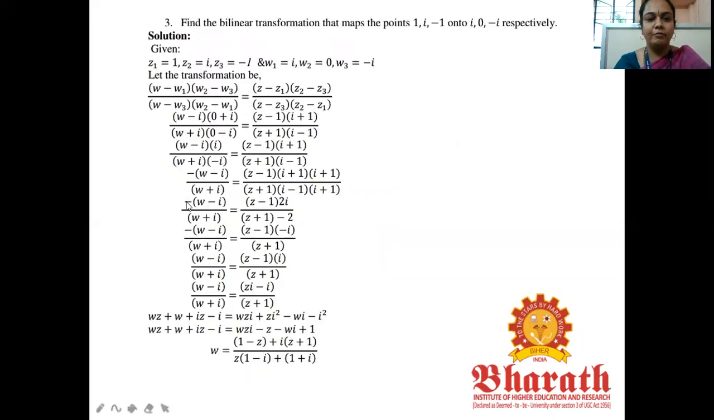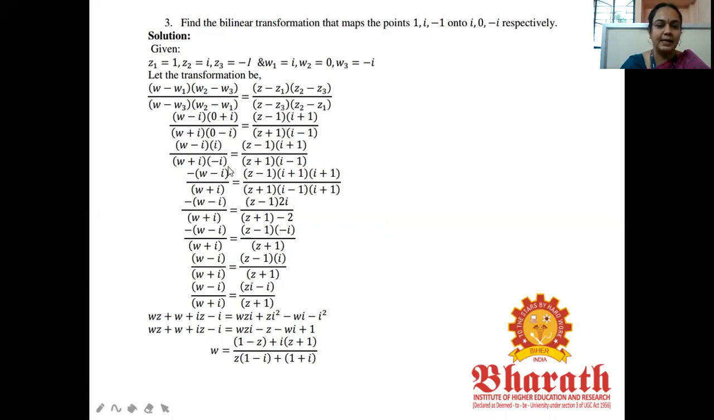Third problem. Find the bilinear transformation that maps 1, i, minus 1 onto i, 0, minus i. The first set of points we take as z1, z2, z3, and the second as omega 1, omega 2, omega 3. By the bilinear transformation definition, (omega minus omega 1)(omega 2 minus omega 3) by (omega minus omega 3)(omega 2 minus omega 1) equal to (z minus z1)(z2 minus z3) by (z minus z3)(z2 minus z1). Now substitute all values. Some terms may be cancelled.